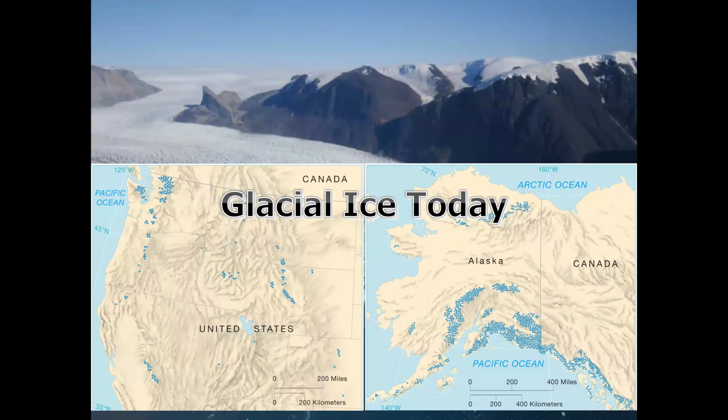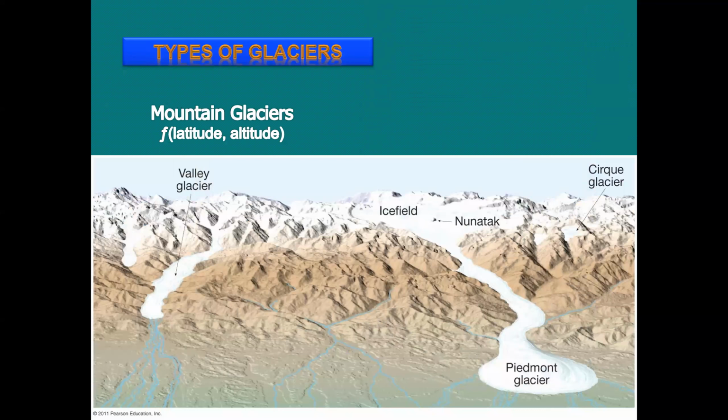Glacial ice today, well, there's obviously glaciers in the US. Most of them, in fact, all of them are what are called alpine or mountain glaciers. These are a function of latitude and altitude. So in Alaska, because it's high latitude, you don't have to go very high up to find one. But if you go to Ecuador or Peru in the Andes, you have to go up to about 15,000 feet in order to find them because latitude is lower. So the lower the latitude, the higher the altitude. The higher the latitude, the lower the altitude.